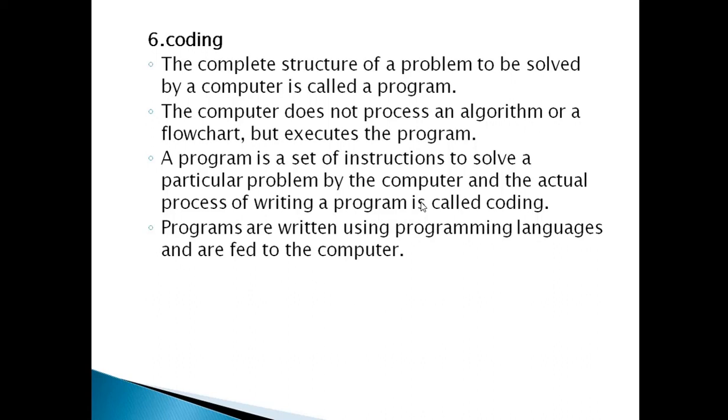The computer does not process an algorithm or a flowchart but executes the program. The computer does not understand the algorithm or the flowchart, but it understands the program and executes it. The program steps are understood by the computer. So, a program is a set of instructions to solve a particular problem by the computer, and the actual process of writing a program is called coding.